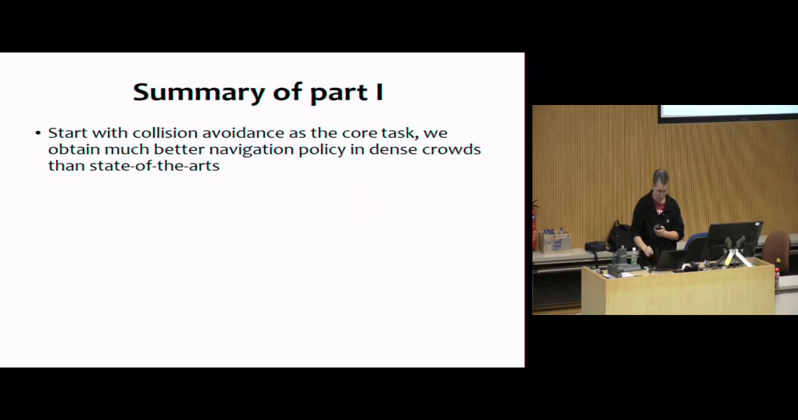So now I can make a summary of the first part. In the first part, we provide one example of how to combine control and learning. We start with collision avoidance as the core task, and then we solve that using reinforcement learning. That is the learning part. For the other parts, we can use control or traditional robotics techniques, and then we can get much better results than the state of the art.